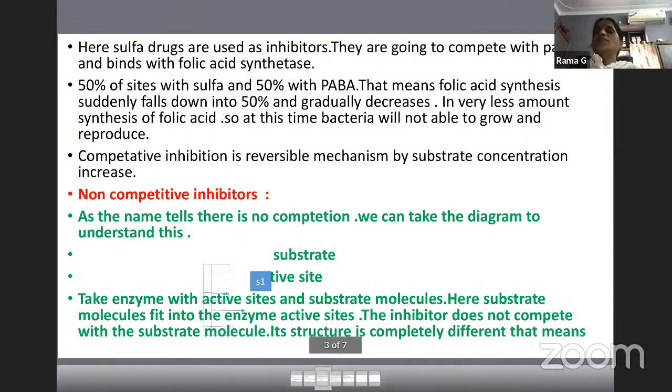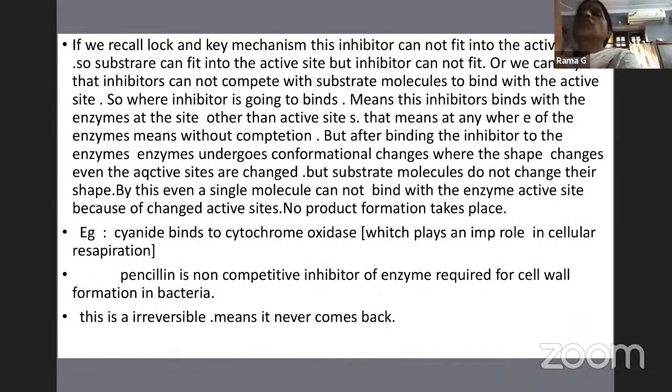Again, take the enzyme with the active sites and substrate molecules. Here, substrate molecules fit into the enzyme active sites, and inhibitors do not compete with the substrate molecules. That means this inhibitor's structure is completely different. Here we have to recall one theory, that is the lock and key mechanism. This inhibitor cannot fit into the active site. That means the shape of the inhibitor is different from the active site. That's why they cannot fit in the active site of the enzyme.